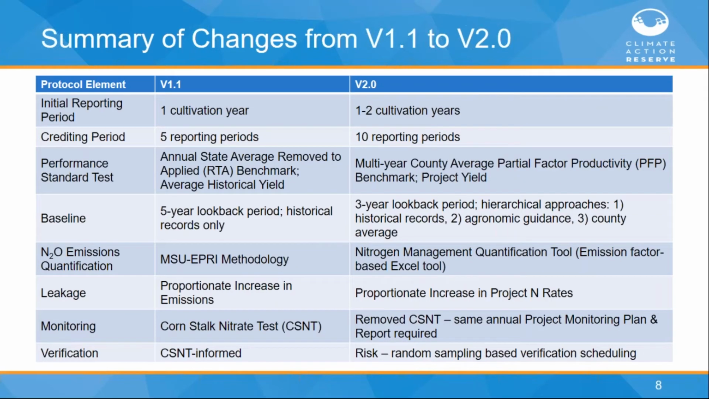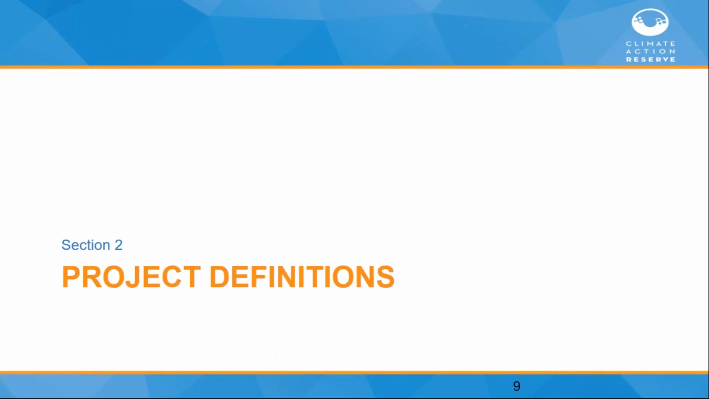We have here tables summarizing the major updates from 1.1 to 2.0, and there are a lot. I'm going to touch on the majority of these, if not all of them, in the presentation, so I'm not going to run through them right now. They are here for your reference, and the summary of changes PDF can be downloaded from our nitrogen management revision webpage on the Climate Action Reserve's website. These slides will be made available shortly hereafter. But I encourage you all to look through these when you have the chance, and especially that PDF from our webpage.